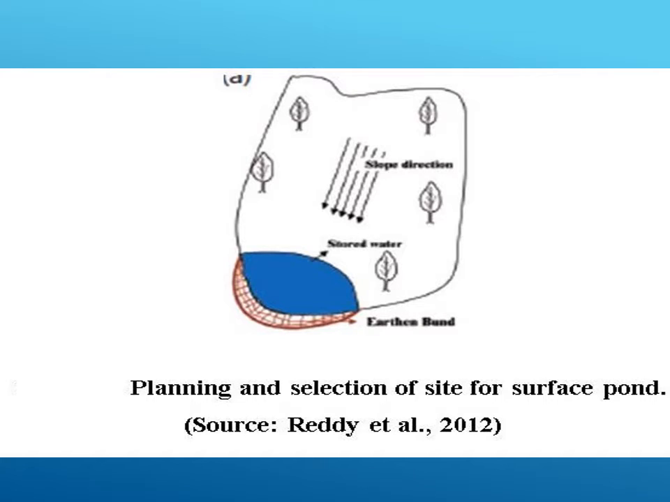Here you can see the figure. It shows the planning and selection of site for surface pond. We have to select the site in such a way that the runoff water from the whole catchment area or watershed area should contribute or should meet at the selected farm pond.